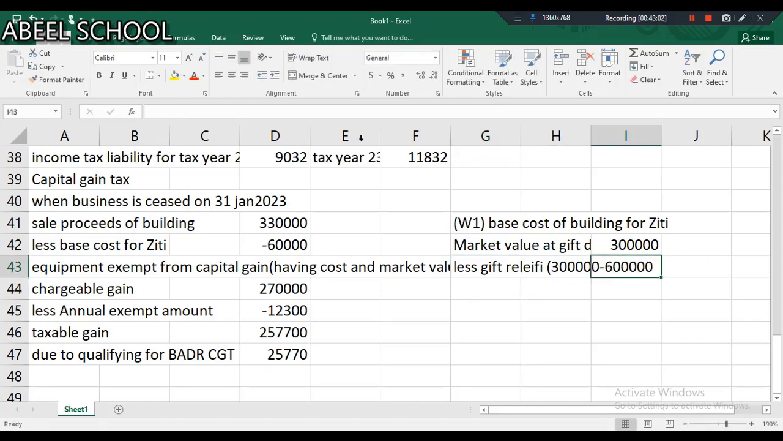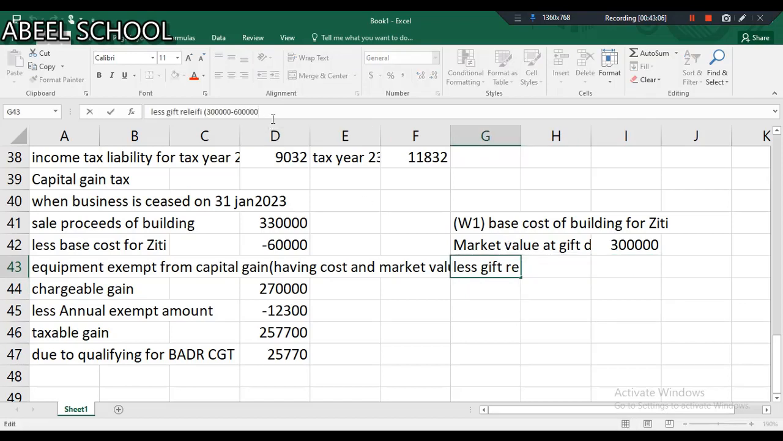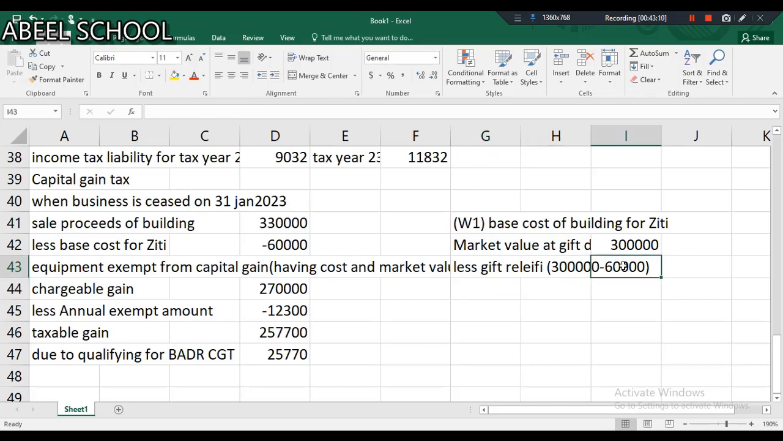Oh no, no, no. Let me do the correction. 240,000. So here comes the base cost. Let us show working one, reference to working one.